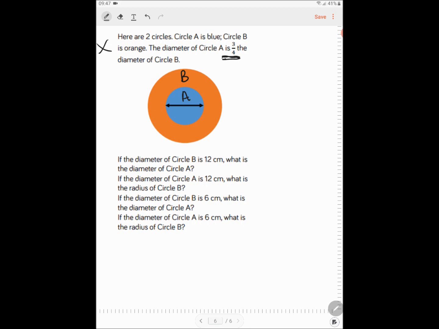If the diameter of circle B is 12, what is the diameter of circle A? So B is 12. So we know that A must be 3/4 of 12. Now remember, when we're finding a fraction of an amount, we divide by the bottom and times by the top. So we're going to do 12 divided by 4, which equals 3. And then we're going to multiply by the top. 3 times 3 equals 9. So I know that the diameter of circle A is 9 centimetres.